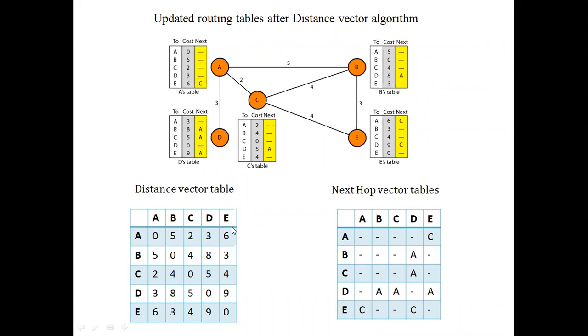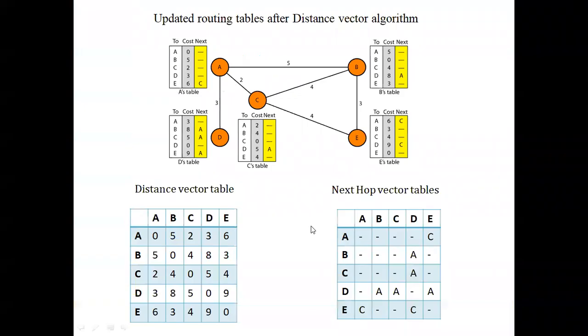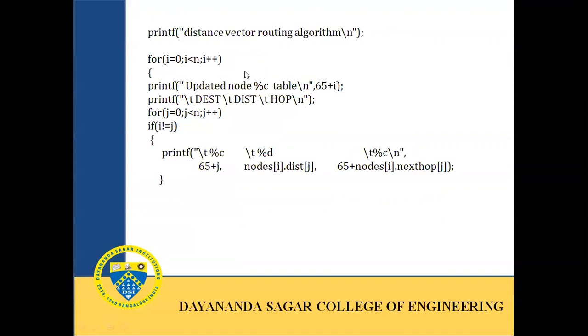Now this is the displaying of the distance vector and the next hop using the matrix array method. We can also display it in the routing table method. So you can use a loop like this and display just like a routing table. You can just write 3 columns and then display the node number, the distance, and the next hop.